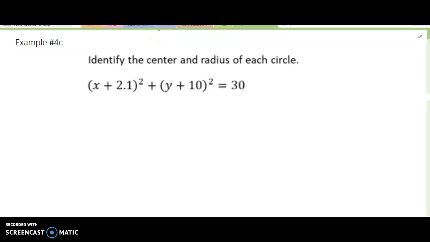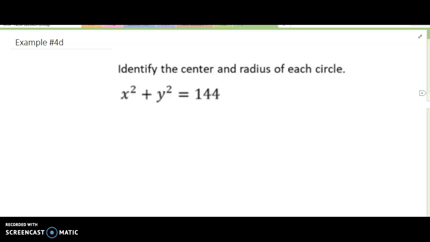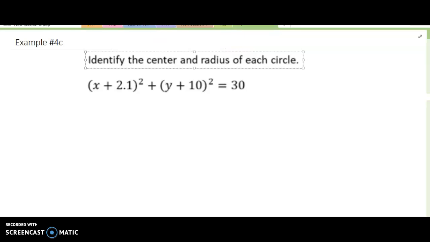All right, now I want you to go ahead and do C and D on your own. On D, think of this as x plus 0 squared plus y plus 0 squared equals 144. So do these, and then we'll go over them.